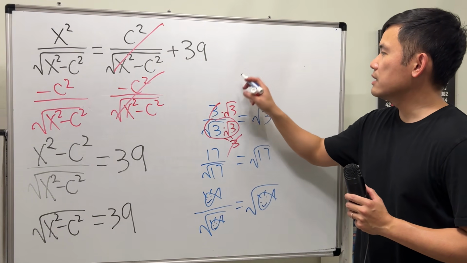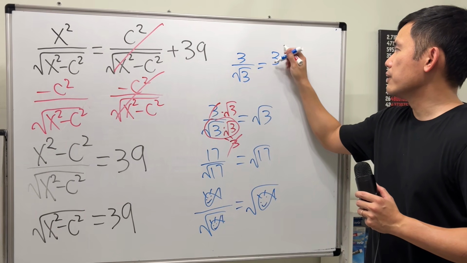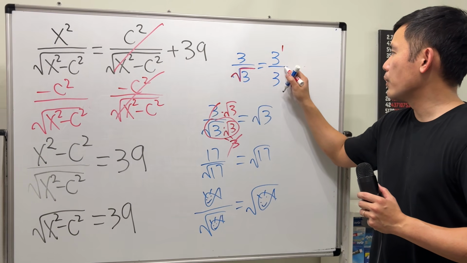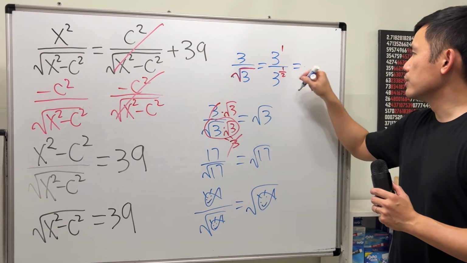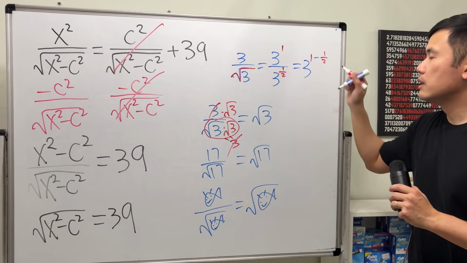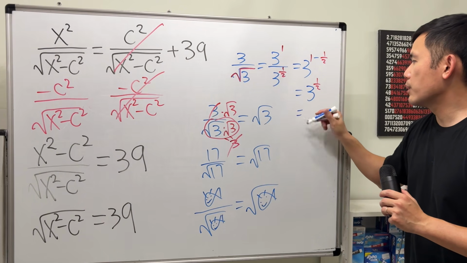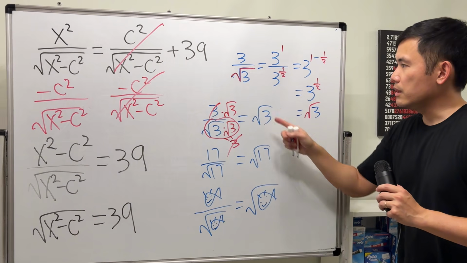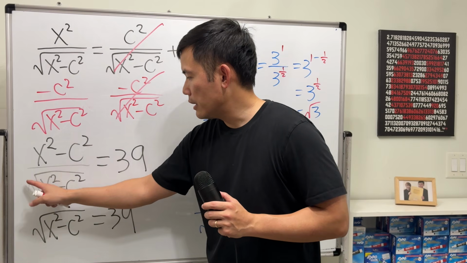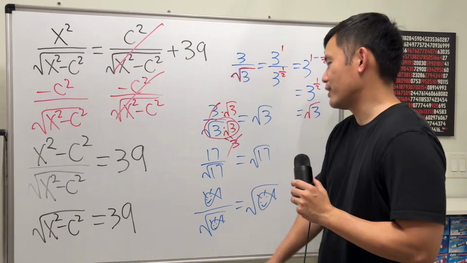Another way to look at it is when you have 3 over square root of 3, this is the same as 3 to the first power, and the square root is the 1/2 power, and you just do the same base 3, top exponent minus the bottom exponent. 1 minus 1/2 is 1/2, and you still end up with square root of 3. And you just have to make sure that the inputs are the same. That's why this and that match, and it has a square root, so the whole thing is just the square root of x squared minus c squared.